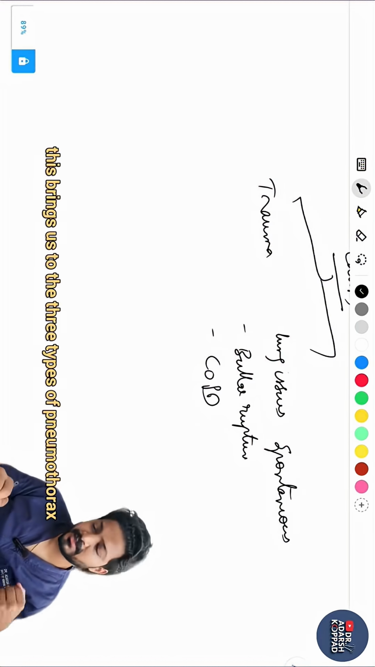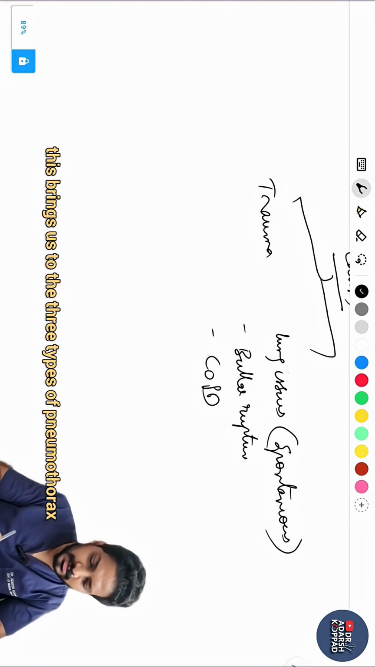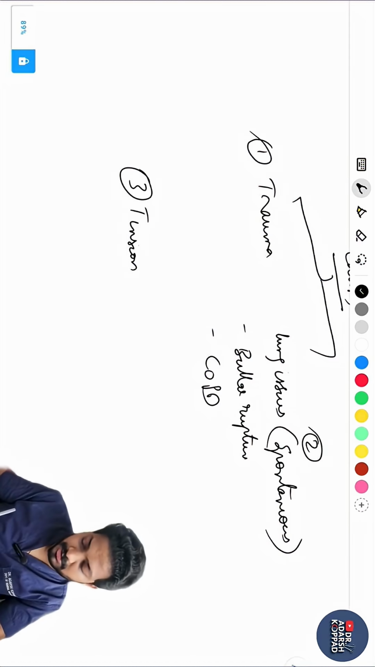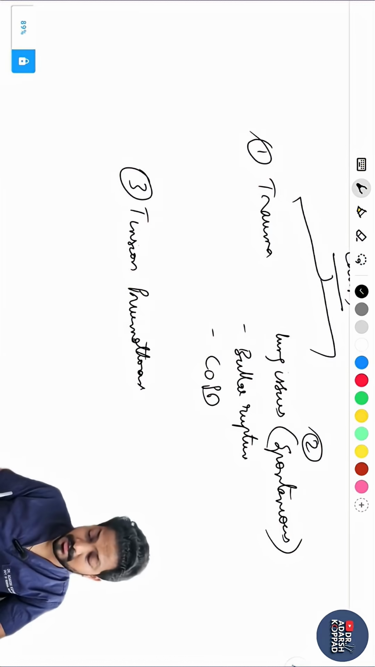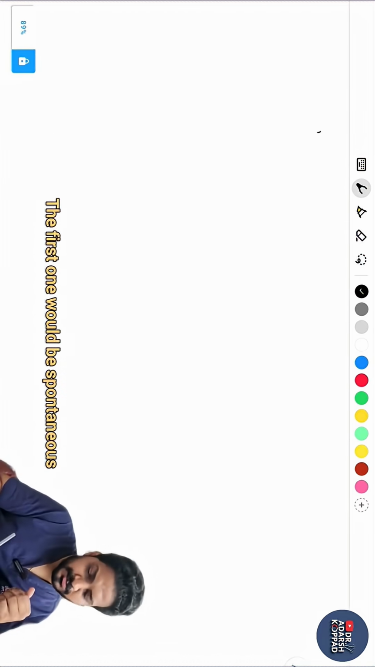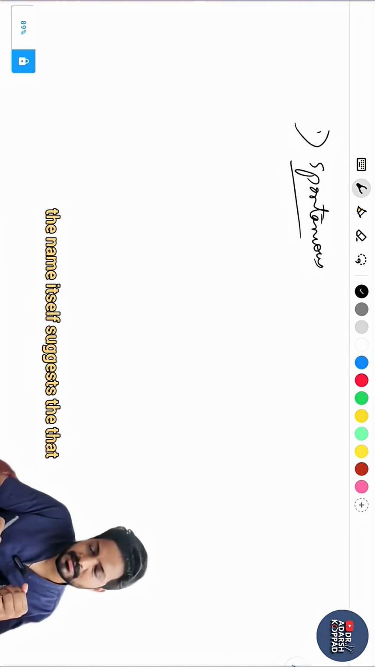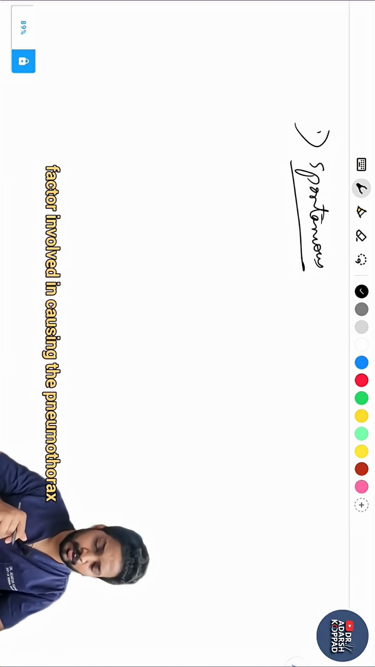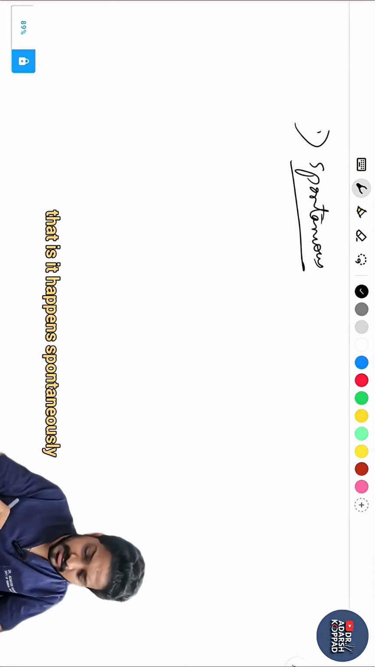So this brings us to the three types of pneumothorax, that is traumatic, spontaneous, and the third one, which is known as tension pneumothorax. It's an emergency. Now let me explain each of these pneumothoraxes one by one for you. The first one would be spontaneous. The name itself suggests that there's no external factor involved in causing the pneumothorax. That is, it happens spontaneously.